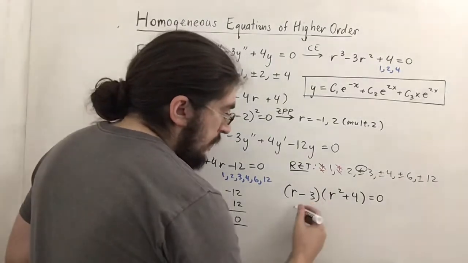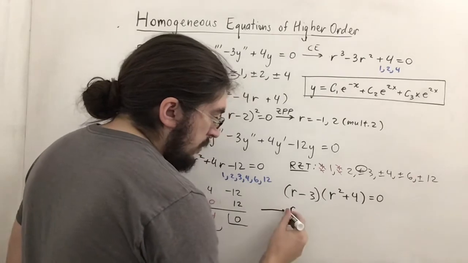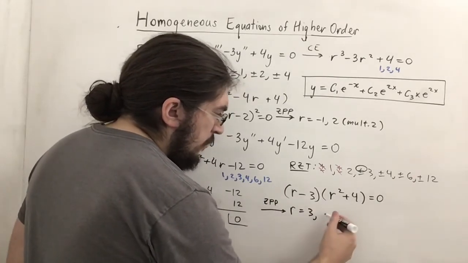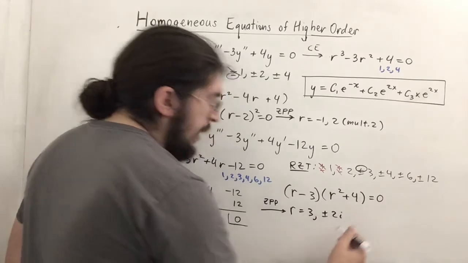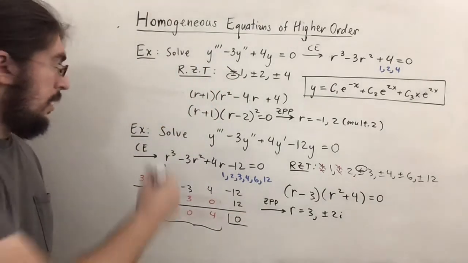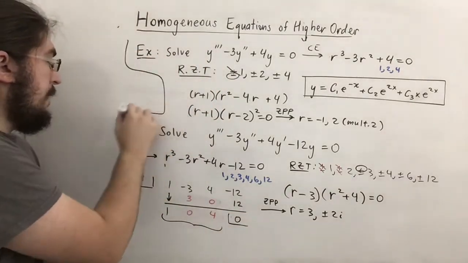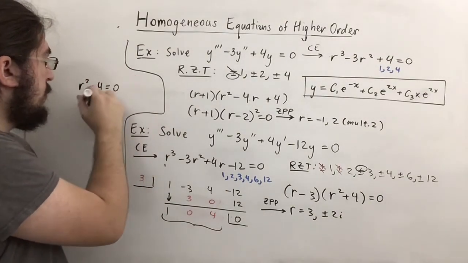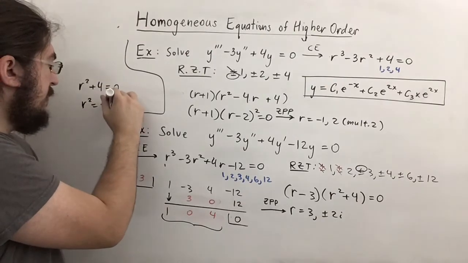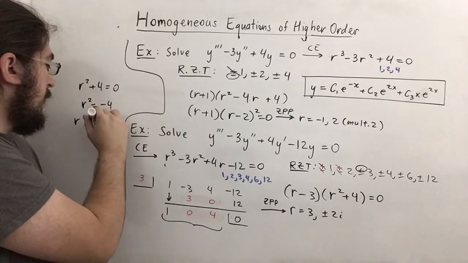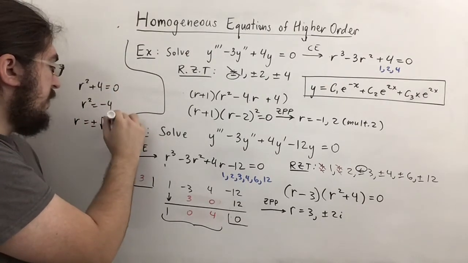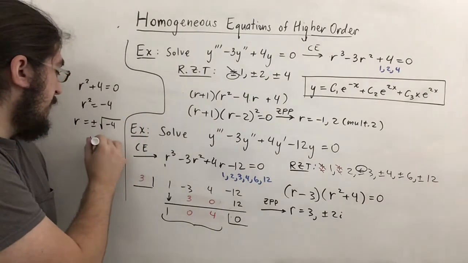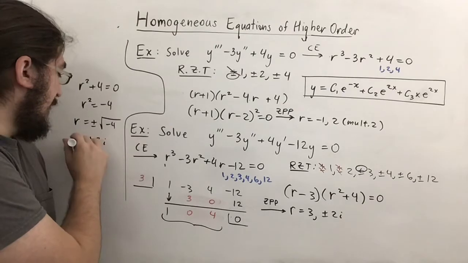So from the zero product property, we get r is equal to positive 3 or plus or minus 2i. Now if you don't see that 2i part, I'll write it over here off to the side. So if r squared plus 4 is equal to 0, subtract 4, we get r squared is equal to negative 4. If we square root, we get r is equal to plus or minus the square root of negative 4. Square root of 4 is 2, square root of negative 4 is 2i. So it's plus or minus 2i indeed.